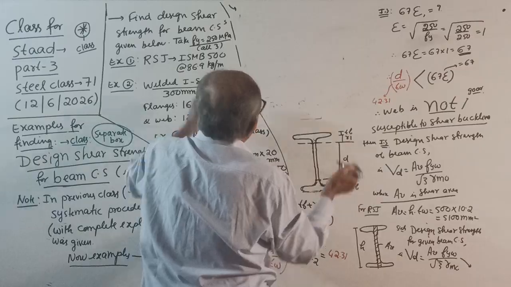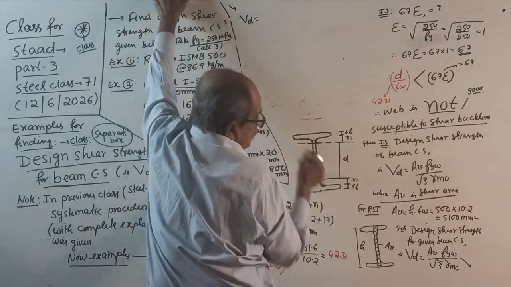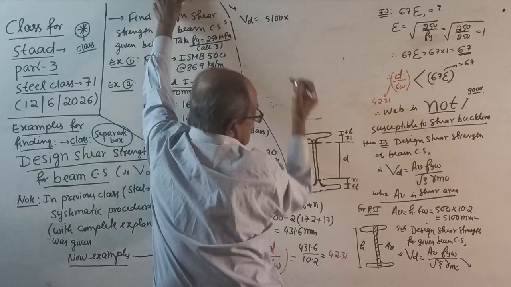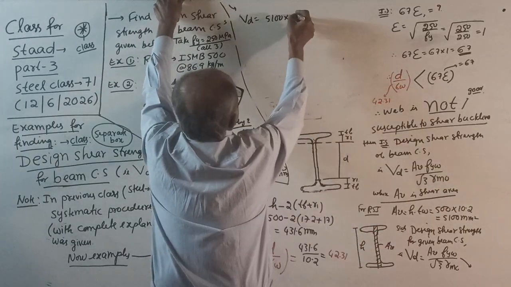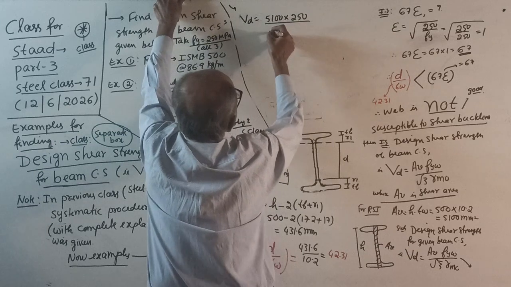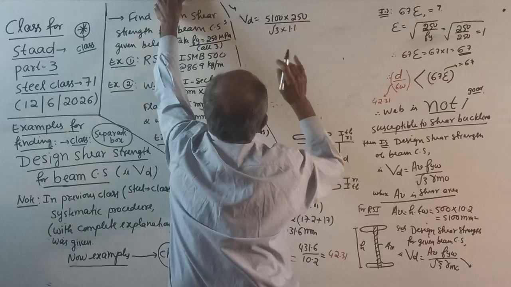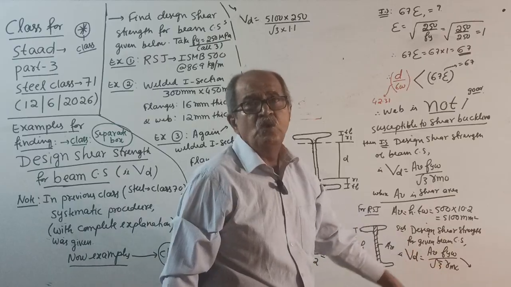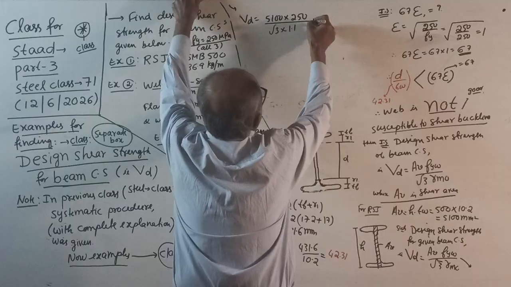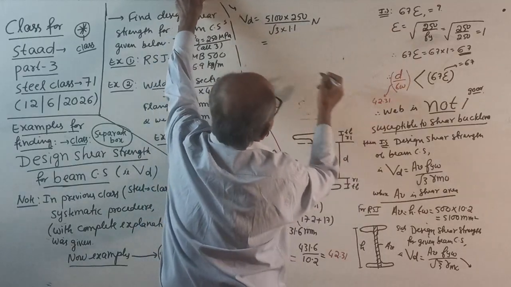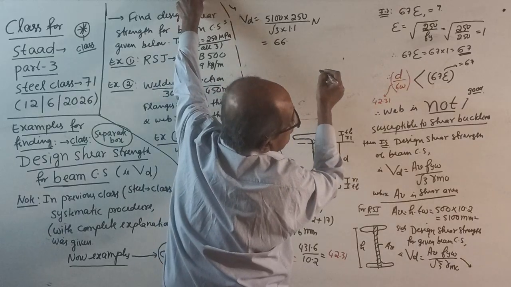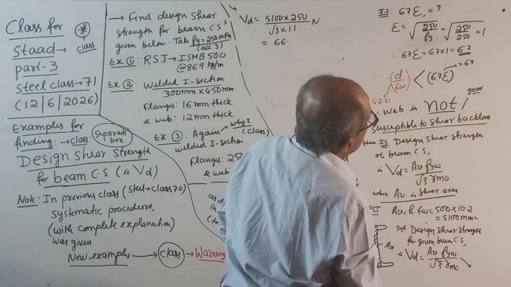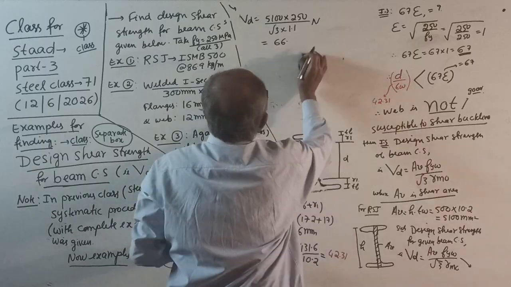That is VD equal to AV. How much AV? 5100 into FYW is 250 divided by root 3 divided by 1.1. You should know in steel structures, when Fy is considered, gamma MO is 1.1. This will come in Newton. Answer will be 66.92? No, there is some problem in the calculation.